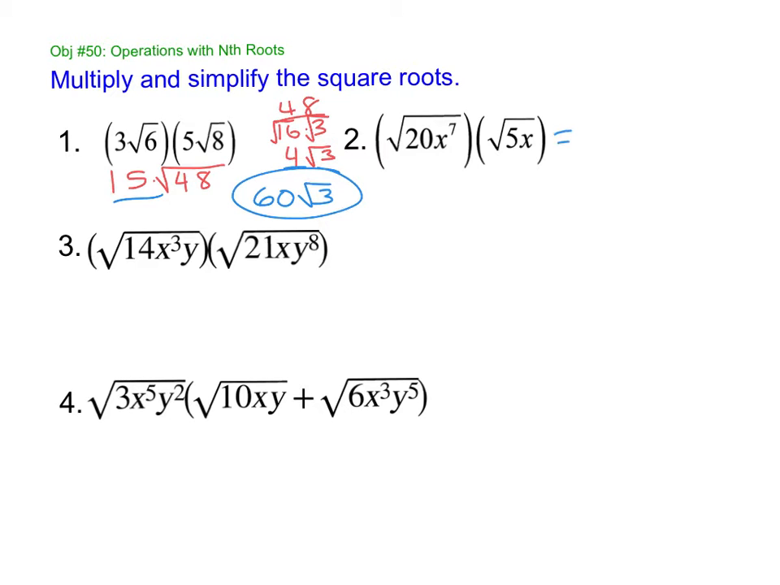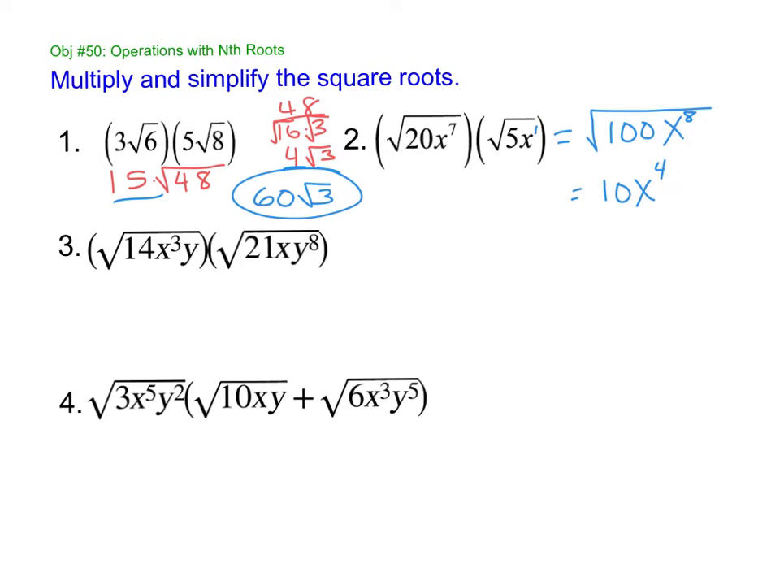Next one, again, don't try to simplify first. Multiply first. It'll make your life easier. 20 times 5 is 100. And then we add exponents. 7 plus 1 is 8. Right? What's the square root of 100? 10. What's the square root of x to the 8th?